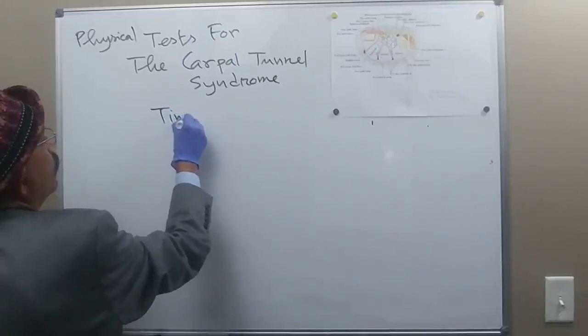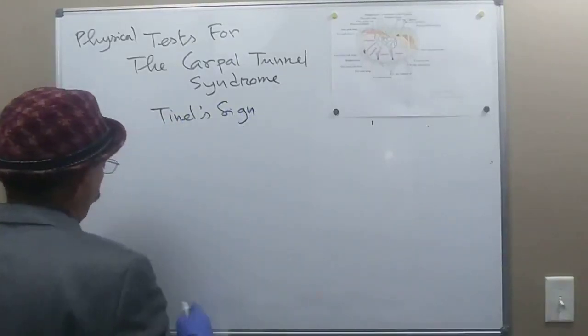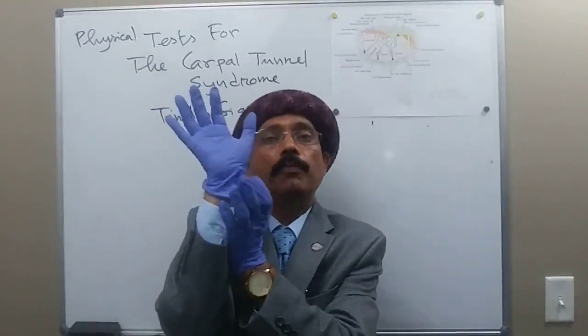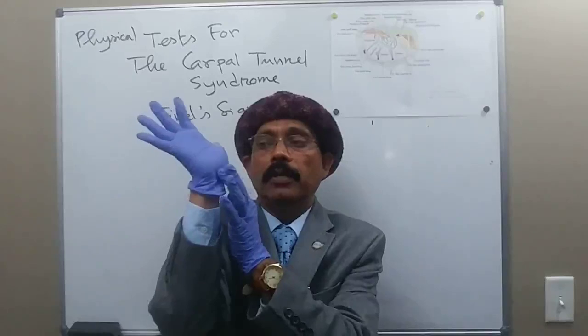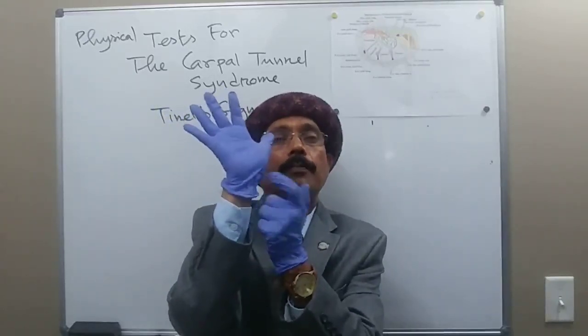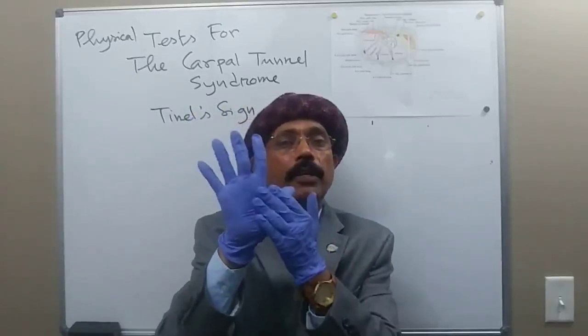Tinel sign is very easy to do. Just tap on the middle of the wrist on the front, just over the flexor retinaculum. Tapping will cause tingling and numbness of the 3.5 fingers.